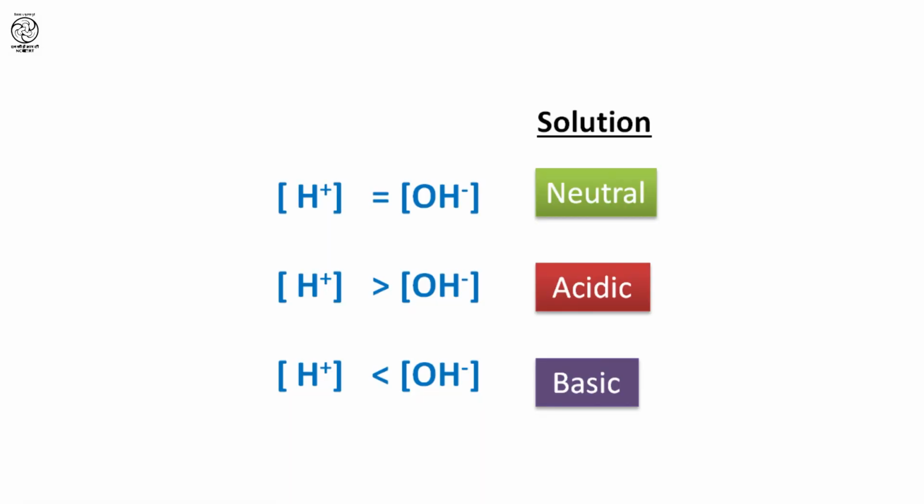Okay, so students, now let me summarize what we have learned. We have learned if H positive ion concentration is equal to OH negative ion concentration, the solution will be neutral. Good. If H positive ion concentration is more than OH negative ion concentration, the solution will be acidic, and if OH negative ion concentration is more than H positive ion concentration, then it will be basic. That is good. So, we have seen which solution will be acidic, which solution will be basic, and which solution will be neutral.